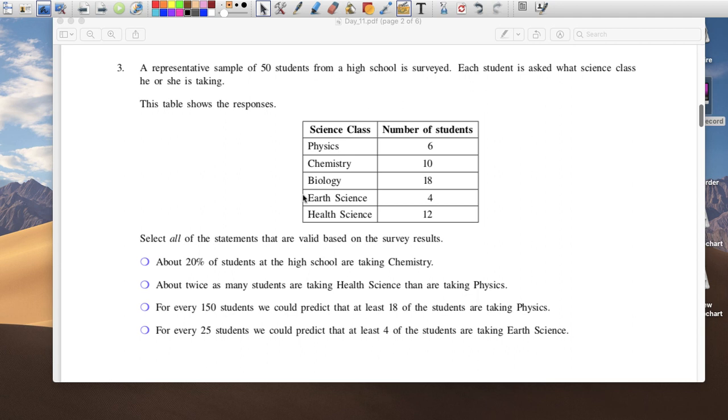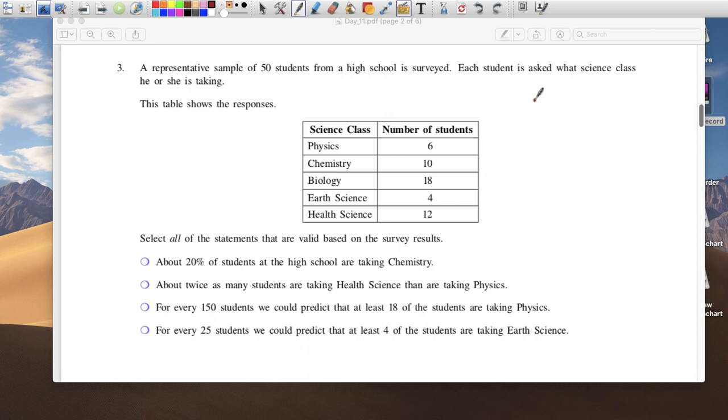Question 3. A representative sample of 50 students from a big high school were surveyed about what classes they're taking. 6 physics, 10 chemistry, 18 biology, 4 earth science, and 12 health science. Select all statements that are valid based on the survey. About 20% of the students at the high school are taking chemistry.